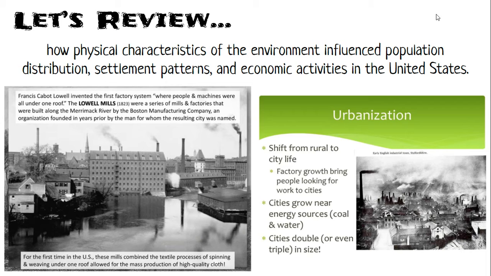Urbanization is another way that ties into our population distribution. So we have people shifting from rural areas, or what we consider to be country life, into city life. And we can see an image to the right here of the growth of a city. Factories are going to bring people into those cities looking for work. We also have cities grow that are near energy sources like coal and water, with the rivers, for the factories.